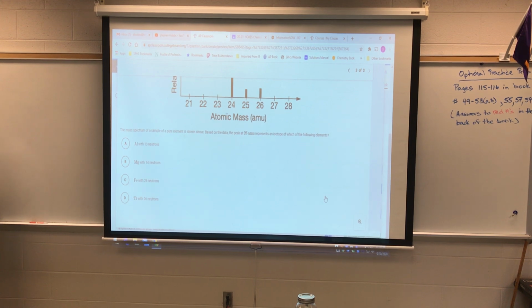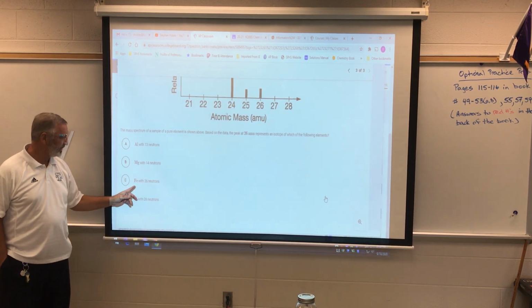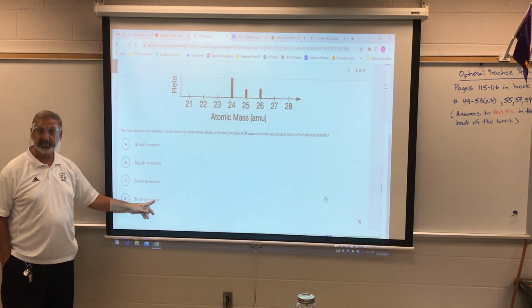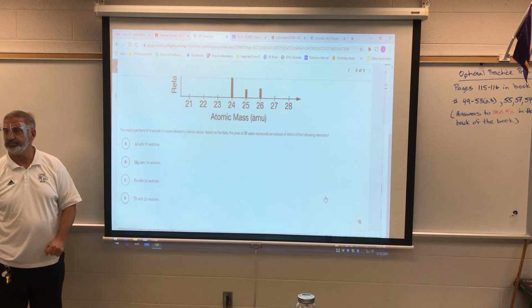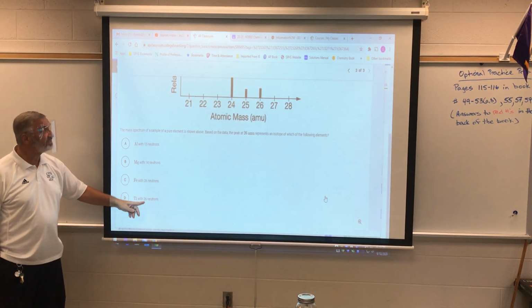Now, A is a 1, B is a 2, C is a 3, and D is a 4. What do we think the answer is? Anybody else? I can't read it? Okay. It says aluminum with 13 neutrons, magnesium with 14 neutrons, iron with 26 neutrons, or titanium with 26 neutrons. Now, which two can we pretty much throw out right off the bat? The last two, because they say 26 neutrons.